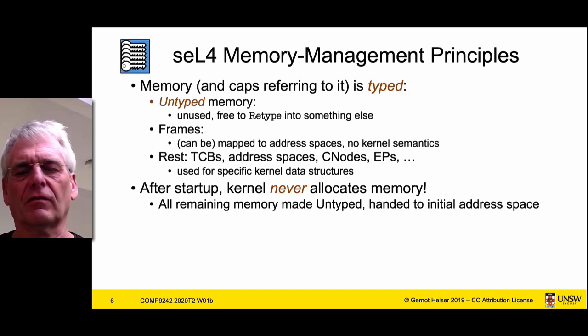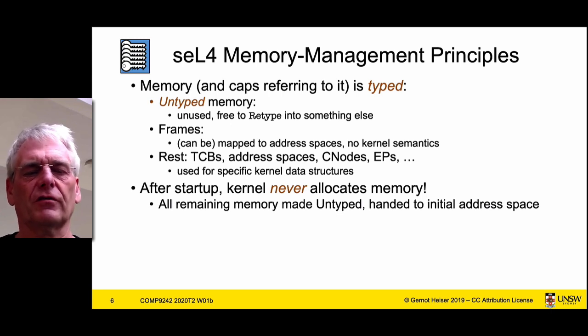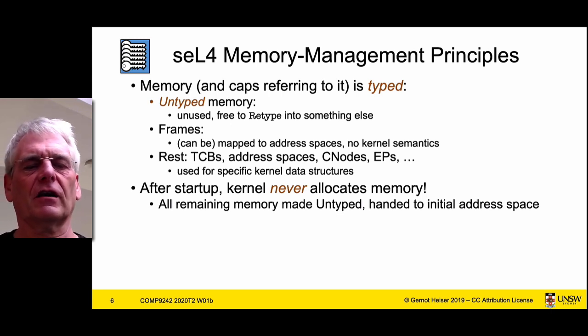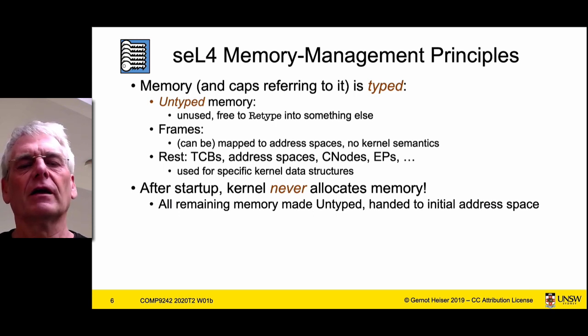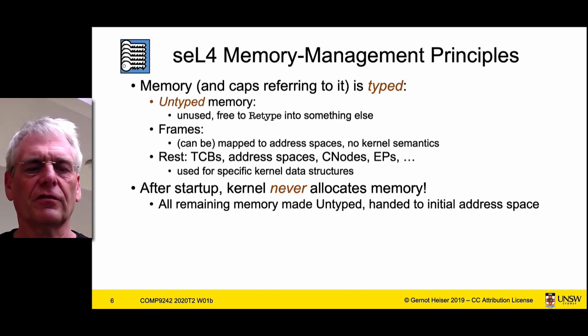So the free memory is given to the initial process as untyped. So it gets set up with a whole bunch of capabilities to untyped memory, and then it can do with that what it wants, and thereby implement whatever system policies are needed.